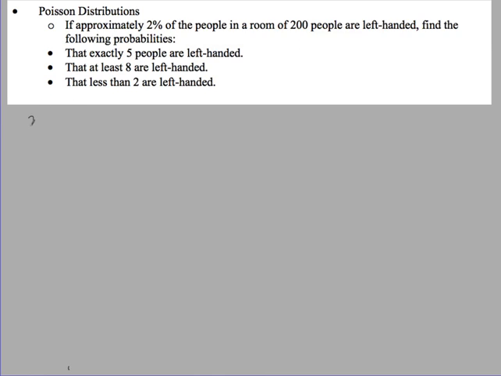Because this is 200 people. Okay, so my n is 200. The probability of a success, a lefty, is 2%. So the probability of failure, which would be a righty, is 98%. Let me put righty and lefty so you don't get too confused. So the probability of a lefty equals 0.02. Okay, so I have my n and my p. Now I just have to answer the questions.